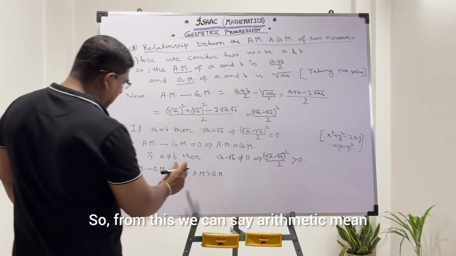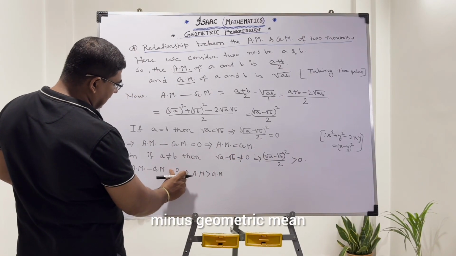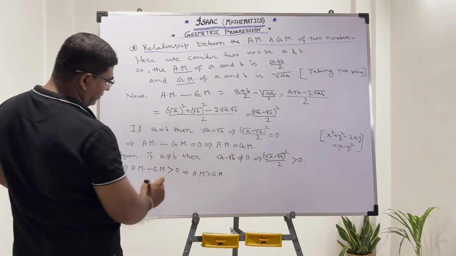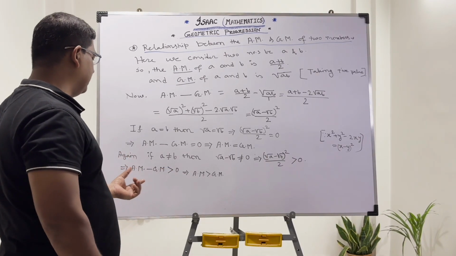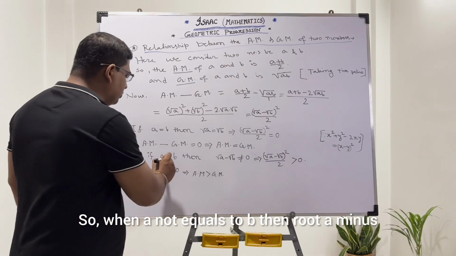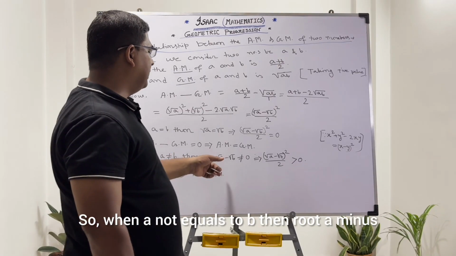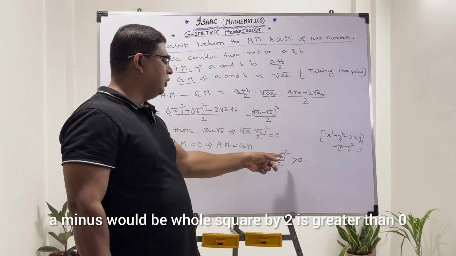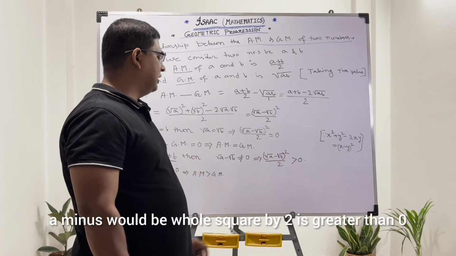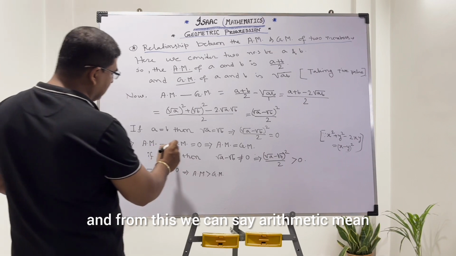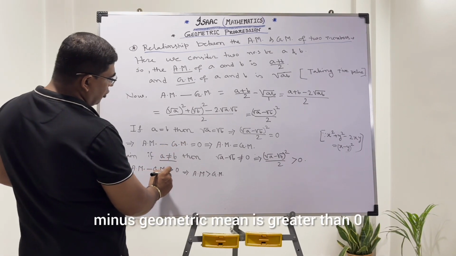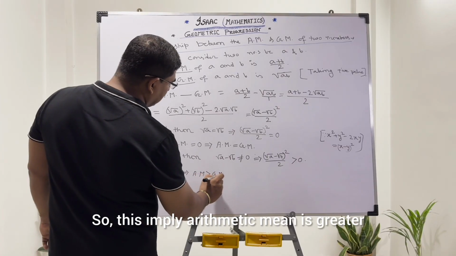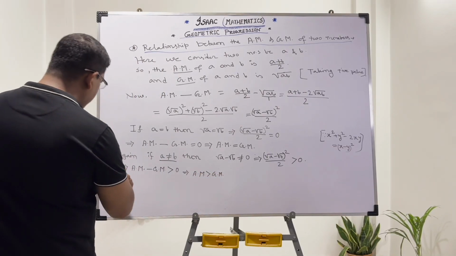So, from this we can say arithmetic mean minus geometric mean is greater than 0. It will be the better way. So, when a not equals to b, then root a minus root b not equals to 0. This implies root a minus root b whole square by 2 is greater than 0. And from this we can say arithmetic mean minus geometric mean is greater than 0. So, this implies arithmetic mean is greater than geometric mean.